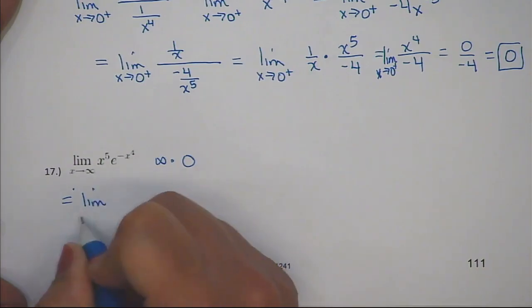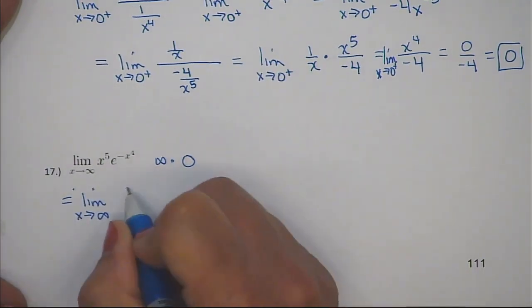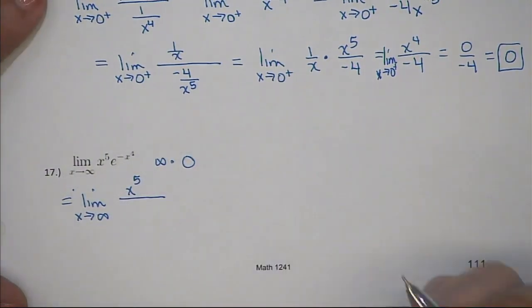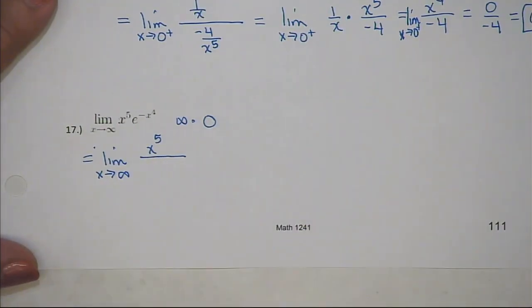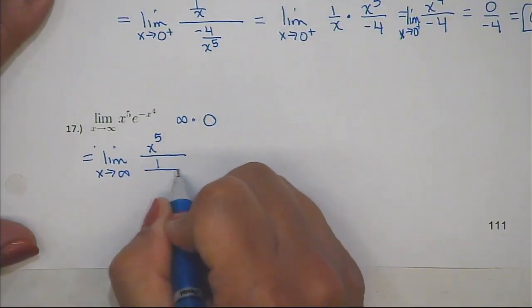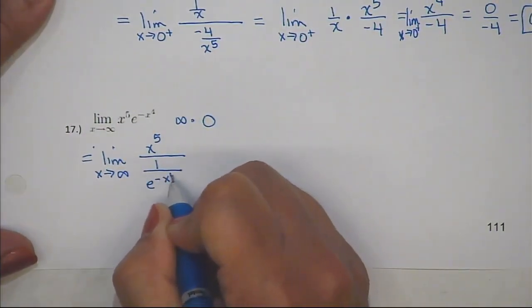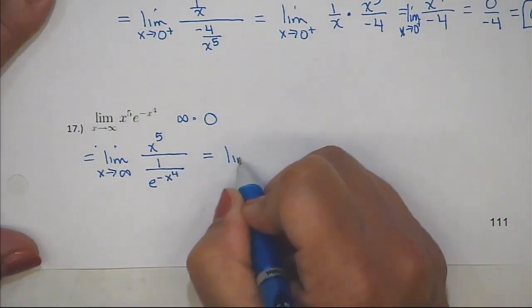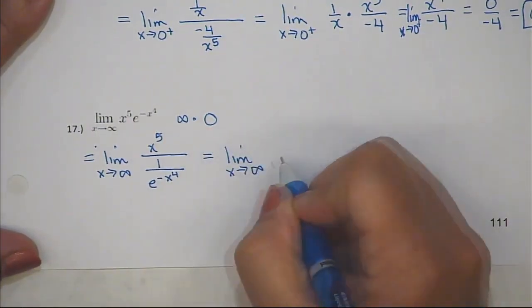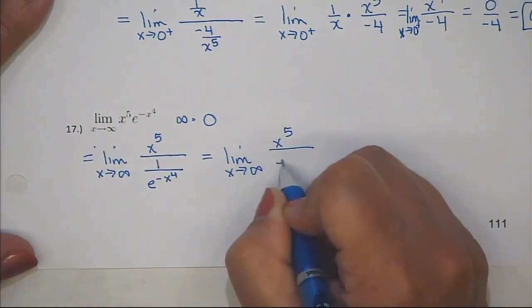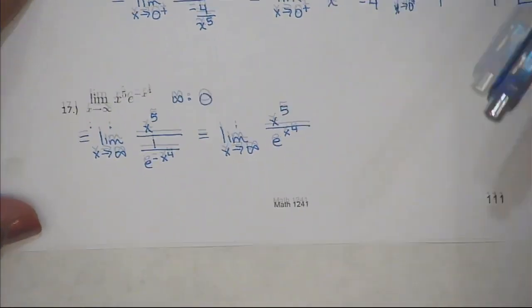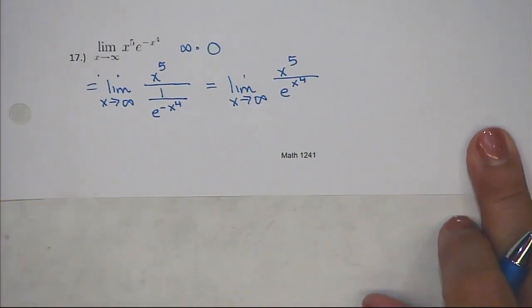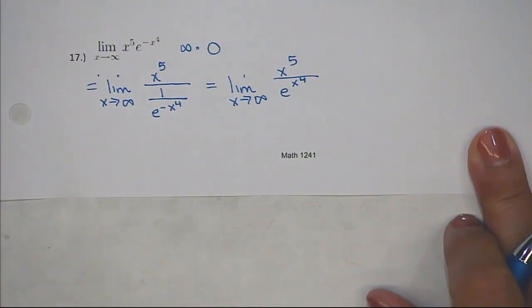Okay, so the limit as x goes to infinity. So leave the x to the 5th. Now again, I'm going to write it the way that the problem says, and then I'll fix it. You don't have to do this first step if you got it. So it's 1 over e to the negative x to the 4th. But that's going to simplify to x to the 5th over e to the x to the 4th. Okay, so we lose that negative sign. All right, so that's what we want to work with.